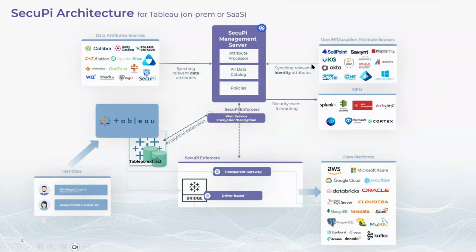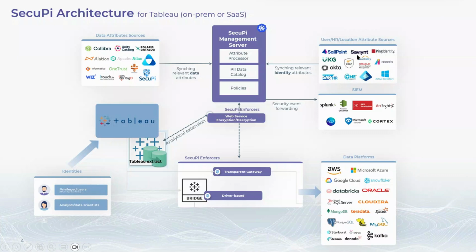So on the top here, you see the SecuPi management server, which will have the policies about who can see what type of data and in what format. So who can see encrypted data, and we're talking about format preserving encryption. So an email would look like an email, but it would be an encrypted email. And who is going to see clear text data, and who's going to see generic masked data or generalized data.